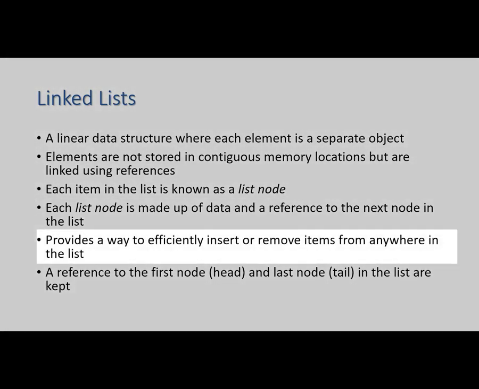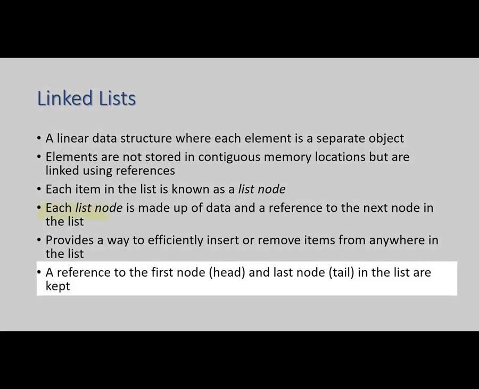A linked list provides a way to efficiently insert or remove items from anywhere in the list. A reference to the first node and the last node in the list are kept. The first node is known as the head and the last node is known as the tail.